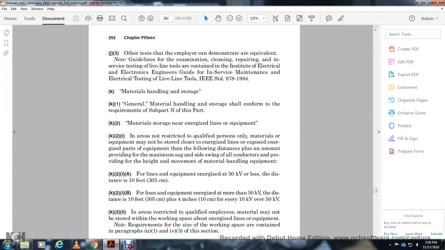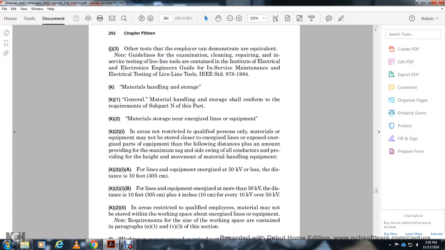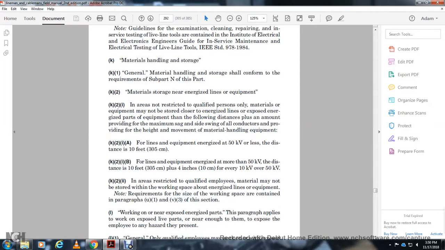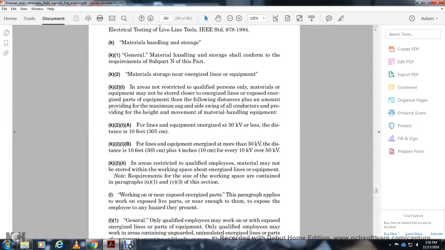In areas restricted, the qualified material may not be stored within the working space with the equipment energized. The equipment requirements on the side of the working space are contained in paragraphs U1 and V3 of this section. Workers not exposed to the energized parts, the paragraph applies where work exposes live parts near enough to expose the employee to any hazard.